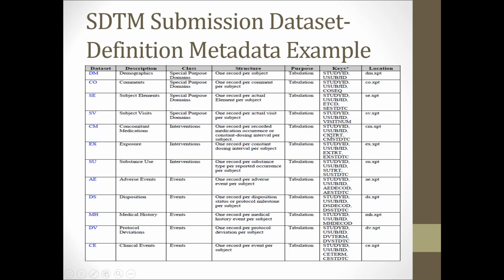The important variables are study ID, use subject ID, and CMTRT, CMSTDTC. So underline this point. All the data sets will have common important variables: study ID and use subject ID. These two are very common, important variables in all the data sets.